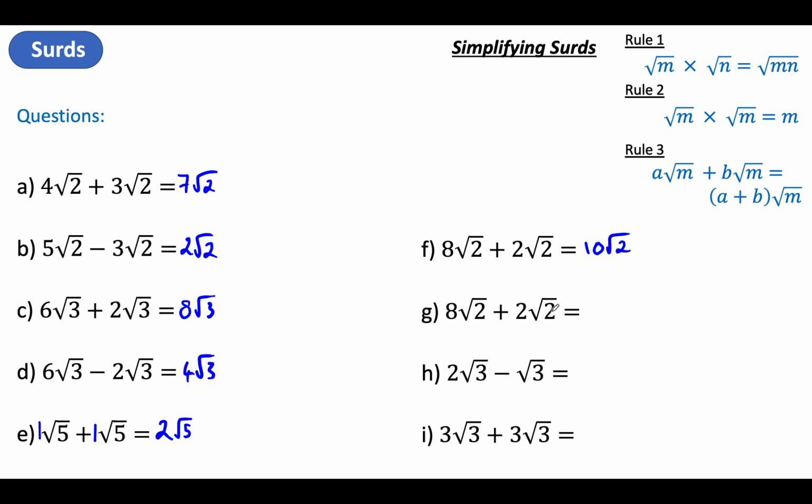8 root 2 plus 2 root 2. I mean, that one's particularly easy because it's exactly the same question as before. I don't know what happened there.